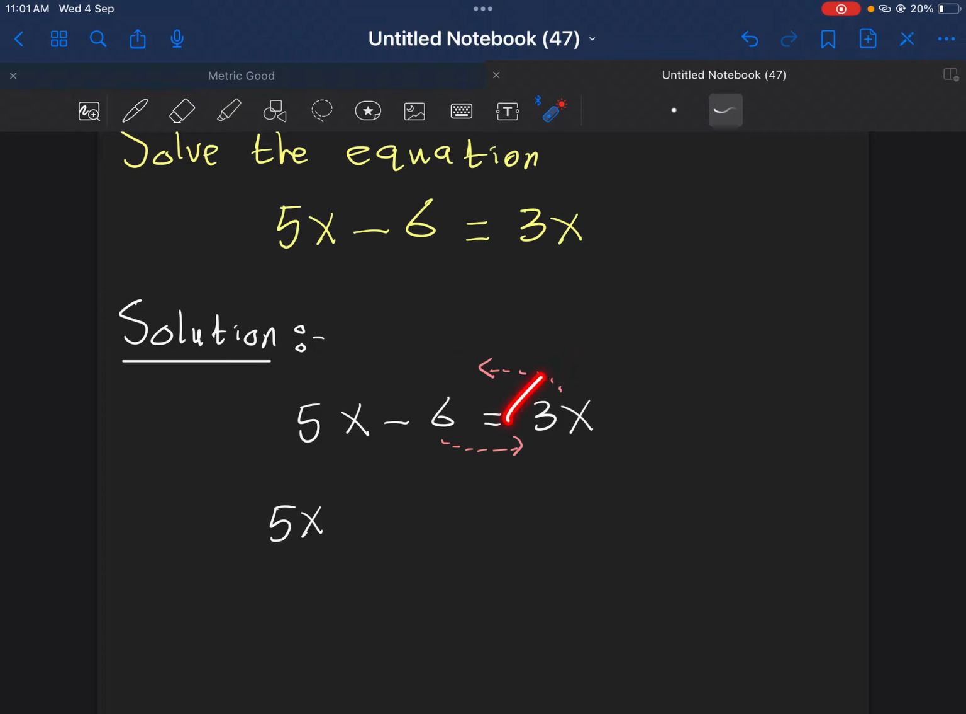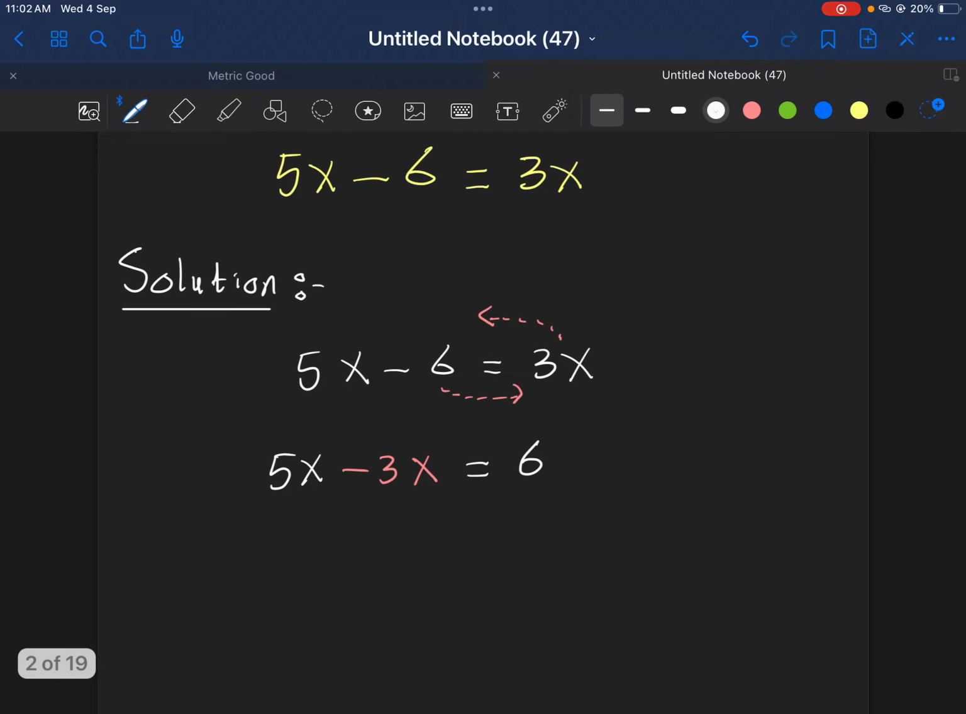Now removing 3x, because it's positive, it will go to the other side, changing the sign. So it will be negative 3x. Please be careful, there's a negative. And the 6, because it is negative, it will go to the other side as positive. So we get 6. Now we have 5x, negative 3x. So we just need to subtract 3 from 5, keep x as is. So we will get 2x equal to 6.